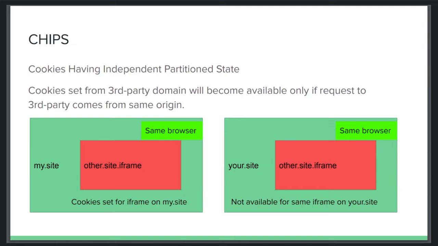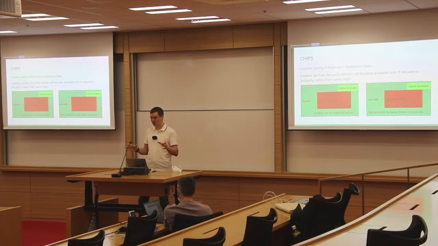So what we proposed is the CHIPS cookie. With a CHIPS cookie, if the cookie was set in the context of one region, for example my site, it will not be sent anywhere if the same iframe from the same domain is opened from another site. So for the same iframe in a different context, we will have different cookies. Even if they have the same name, they will have different values.